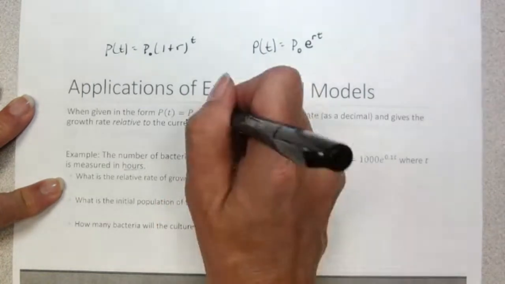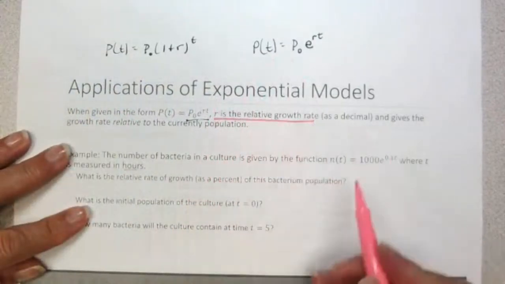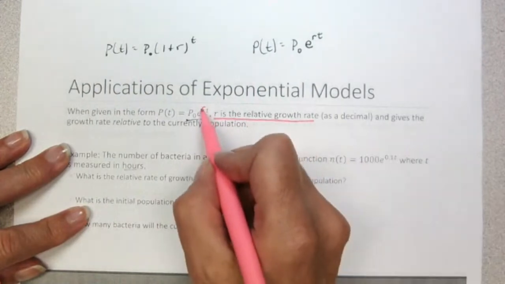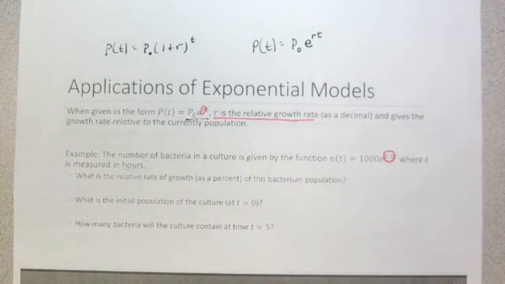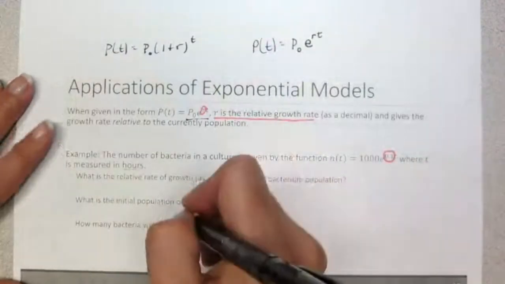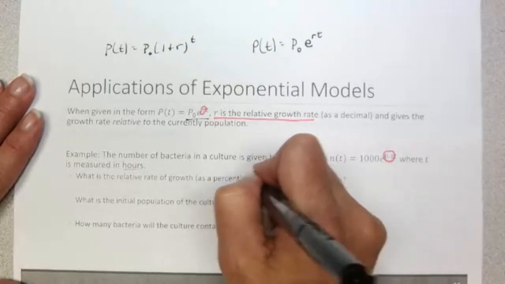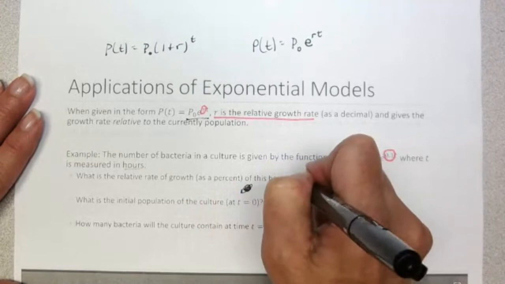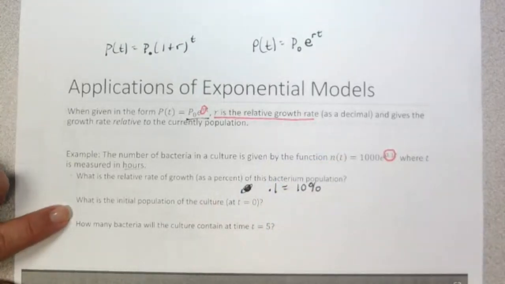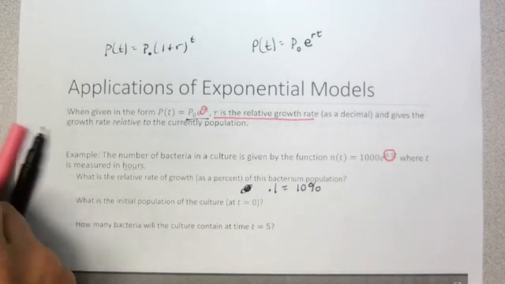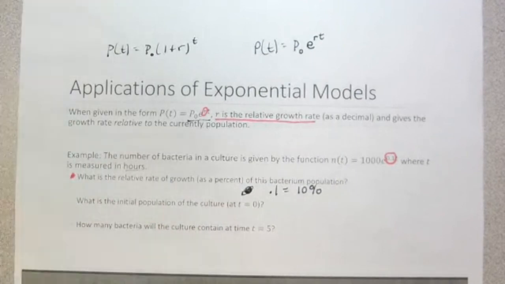Well, the relative growth rate is our R. R is our relative growth rate, and our R here is 0.1, which is 10% written as a percent. All right. What is the initial population of the culture? Okay, so let's see. We'll do color coding here. That was our initial growth rate. What is the initial population?